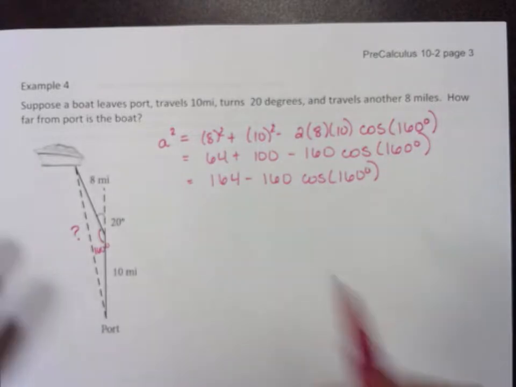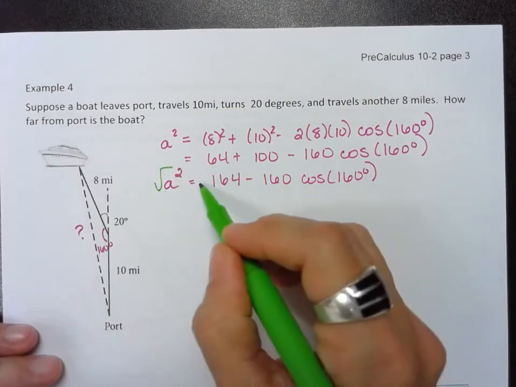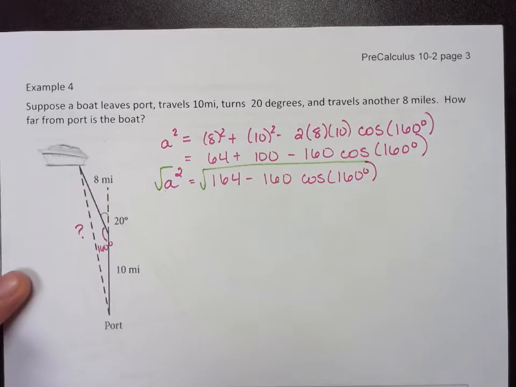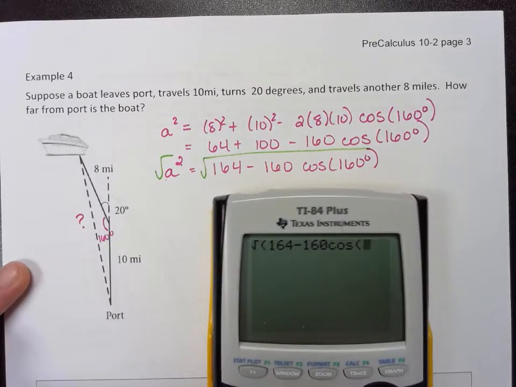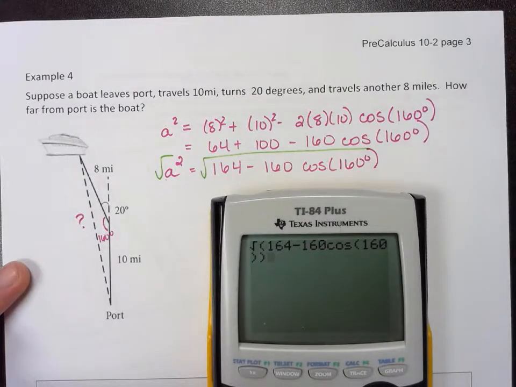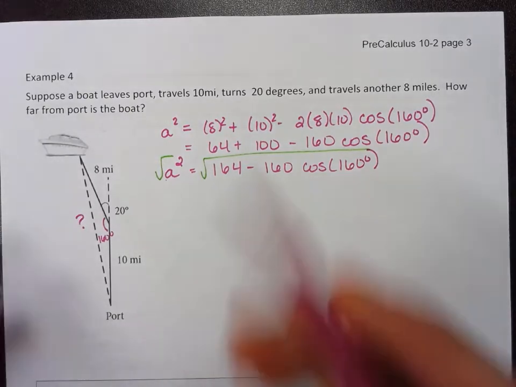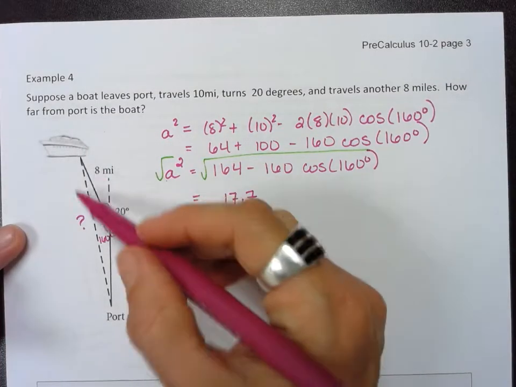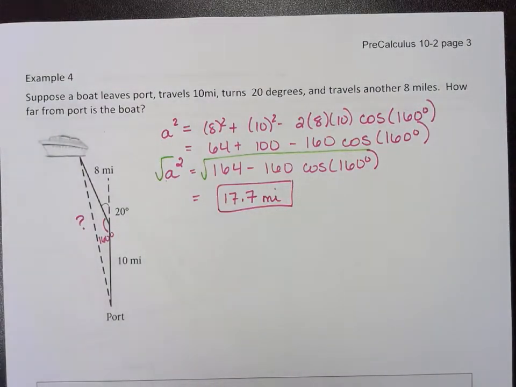Okay, so we need to solve for A. To do that, we need to take the square root of both sides. And normally you do plus or minus, but again, we're looking for the side of a triangle, which can't really be negative. So we need the square root of 164 minus 160 cosine of 160. And we get 17.7. So what does that mean? This is in miles, this one is in miles, so this side will also be in miles. That means that the boat is 17.7 miles from port.